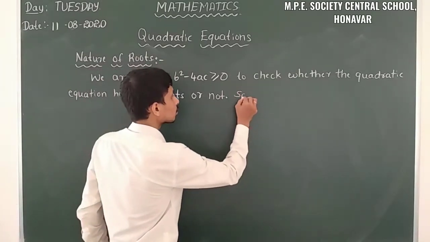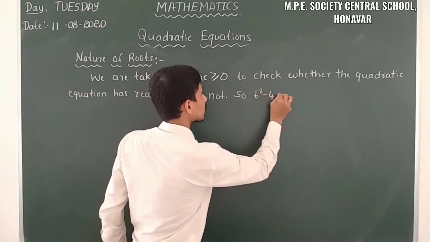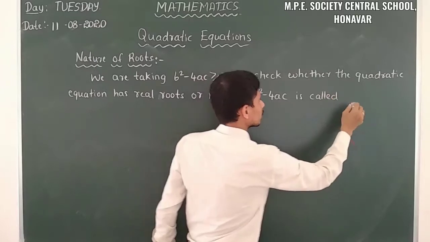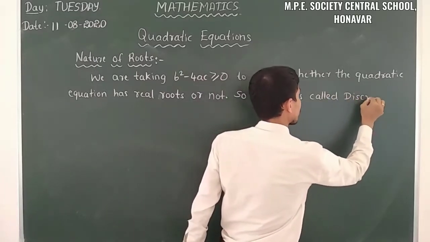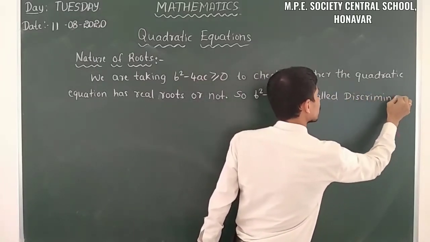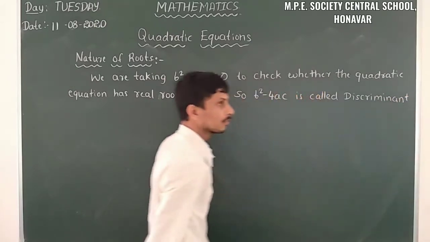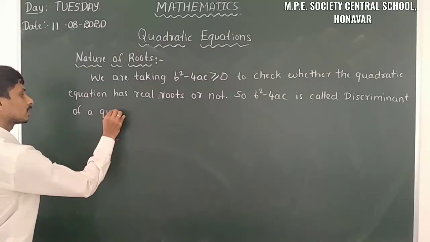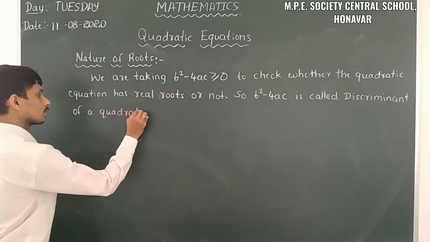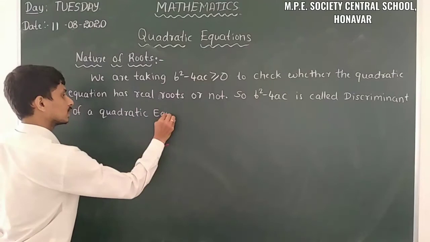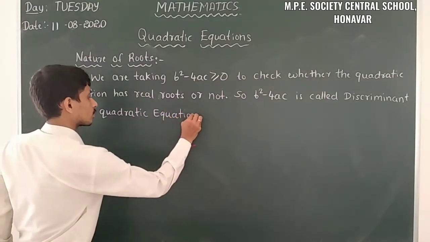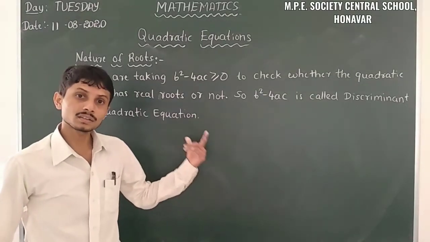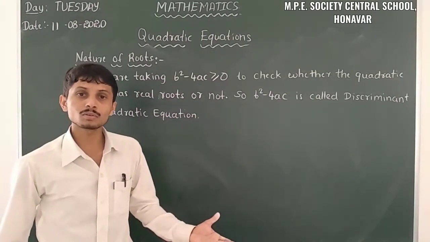That means b square minus 4ac is called the discriminant of a quadratic equation. So this is the deciding term whether the equation has real roots or not.